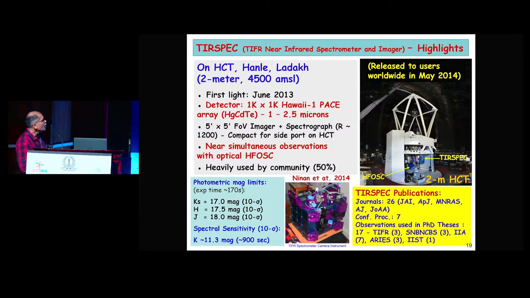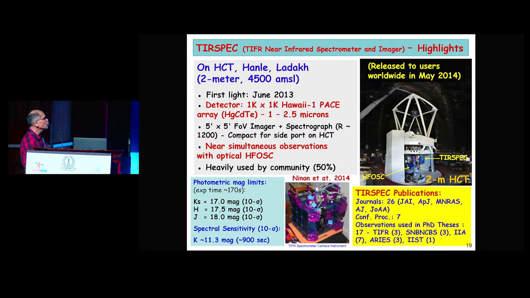The imaging basically gives you a 5 arcminute by 5 arcminute field of view with about 1200 kind of resolution for NIR wavebands. The advantage of putting it at the side port is that the main port has an optical spectrograph, so you can do near-simultaneous observations in optical and NIR in the same night. It just takes flipping the tertiary, in just a couple of minutes.